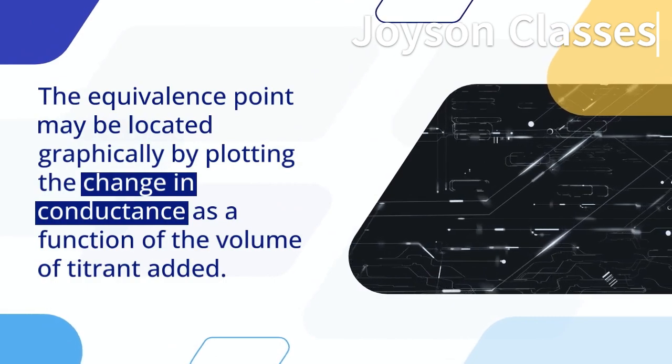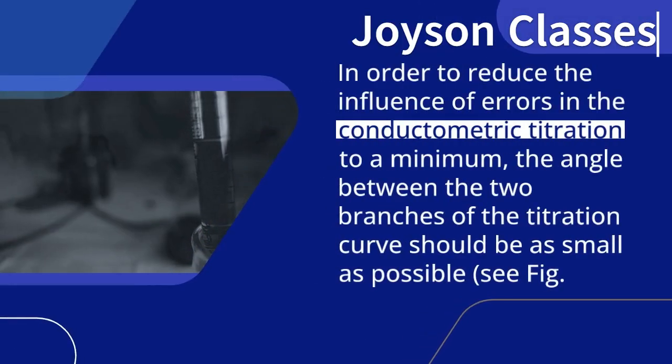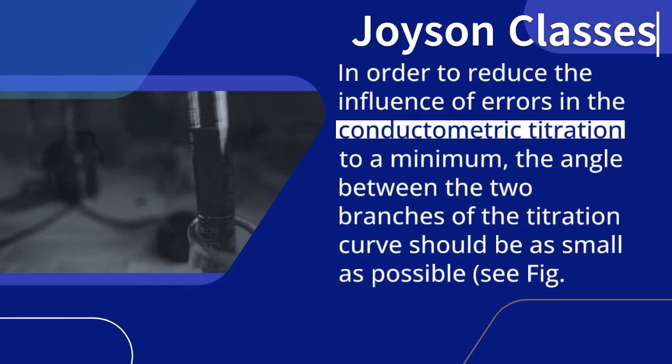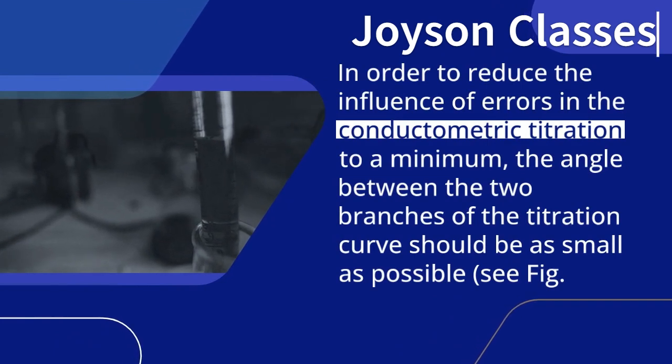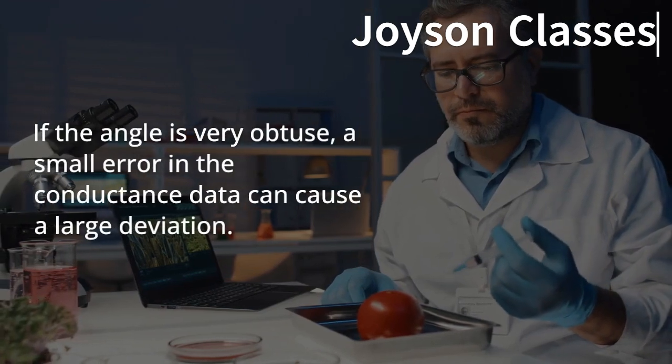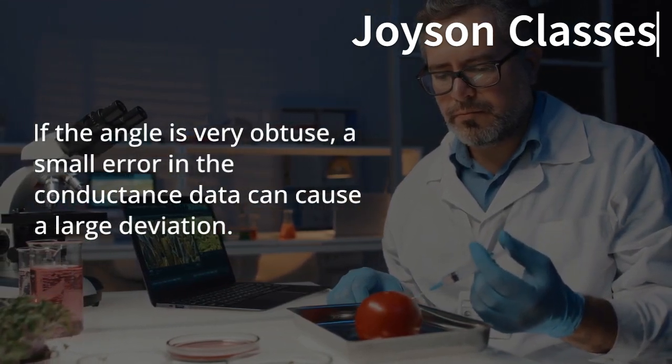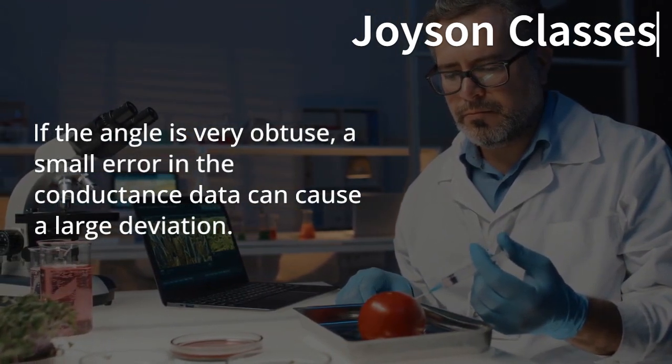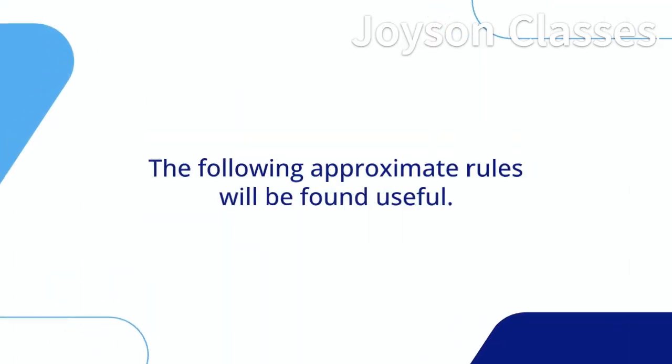In order to reduce the influence of errors in the conductometric titration to a minimum, the angle between the two branches of the titration curve should be as small as possible. If the angle is very obtuse, a small error in the conductance data can cause a large deviation. The following approximate rules will be found useful.